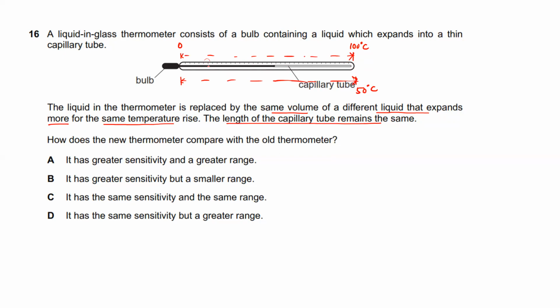So you will be able to see more movement in the column, and you will be able to measure very minute amount of changes in temperature very clearly. So the sensitivity increases and the range decreases. So greater sensitivity, but a smaller range. So answer B is the right choice we have here.